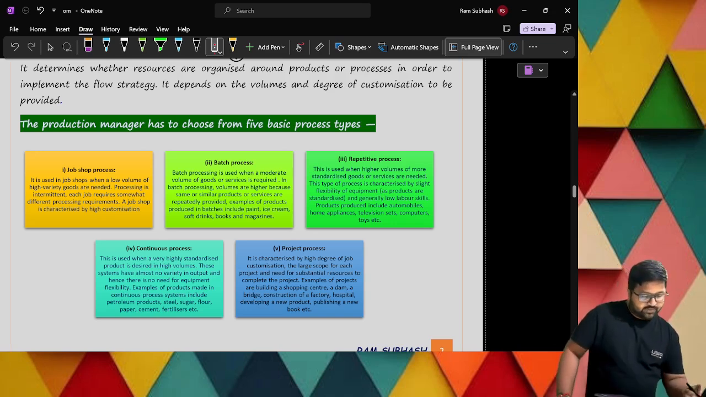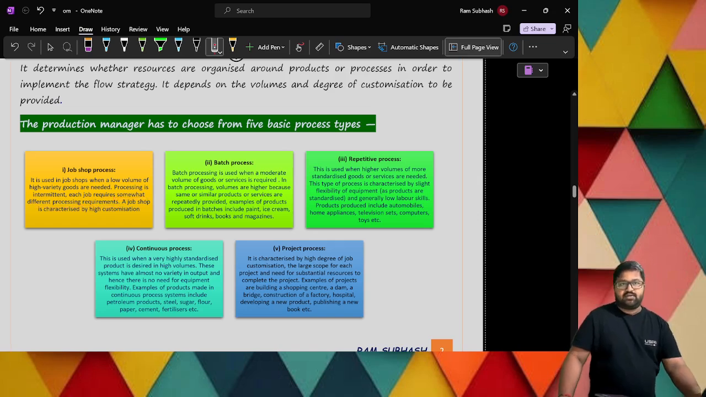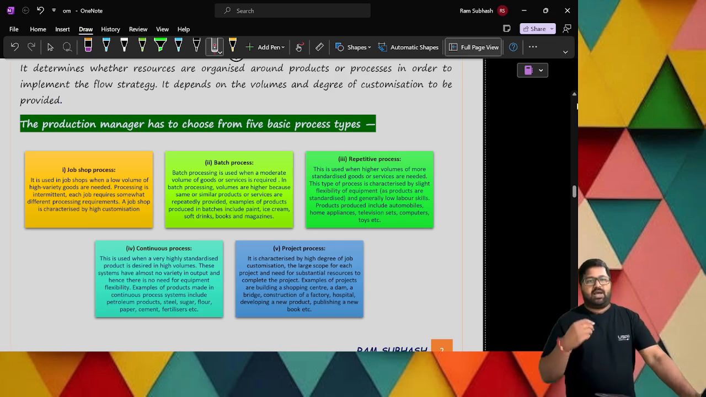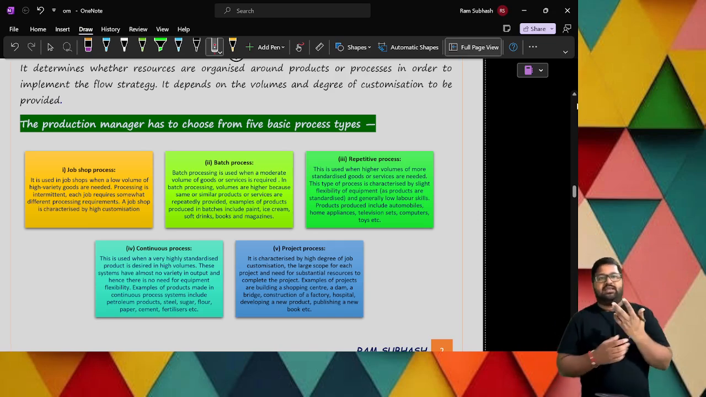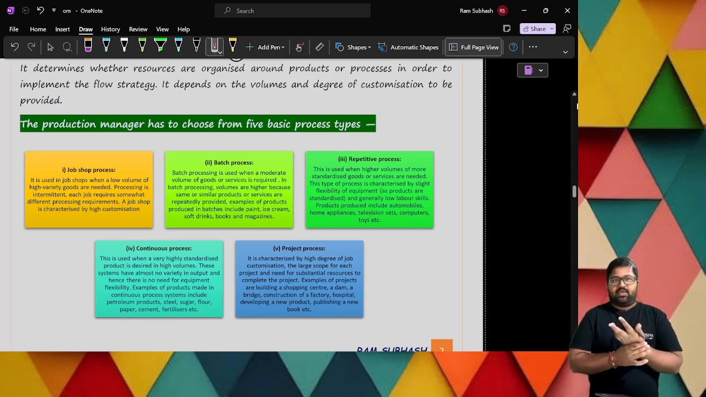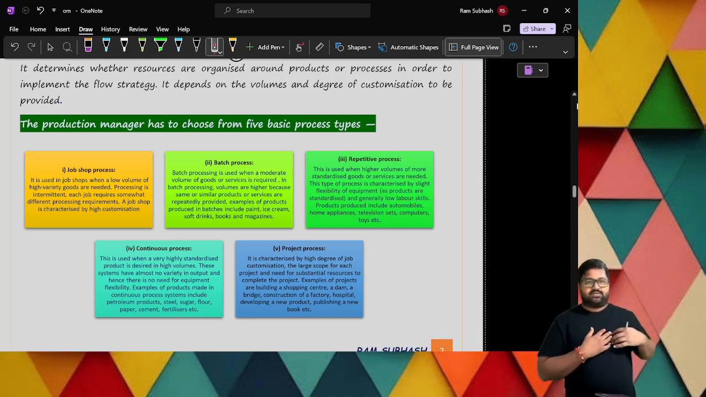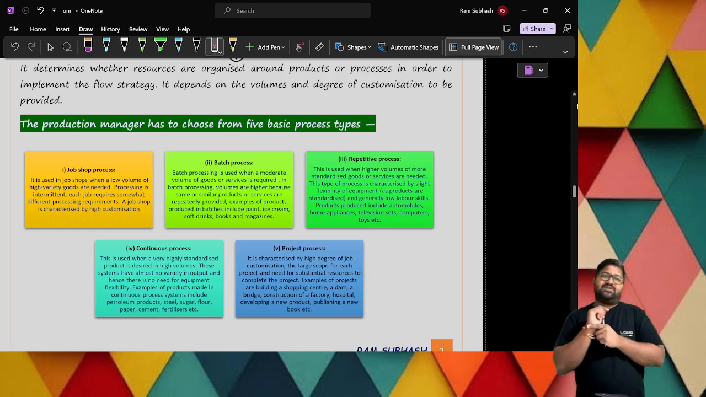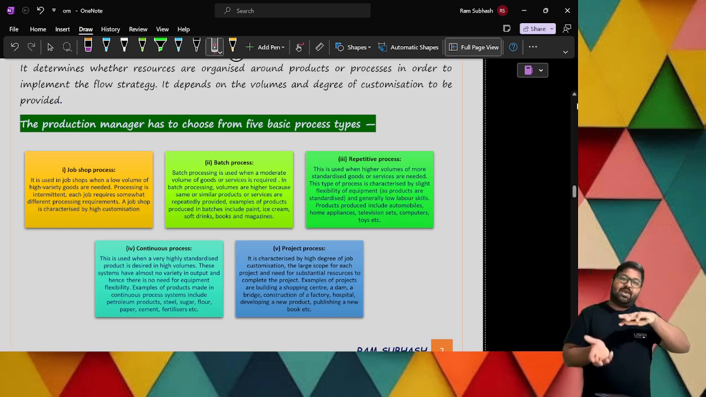Next, processing is intermittent and each job requires somewhat different processing requirements. For example, I need a ring. Now I need a bracelet. I need a chain. These are my things. My sister went to the shop and she wants a bangle. That is different, based on her requirement.